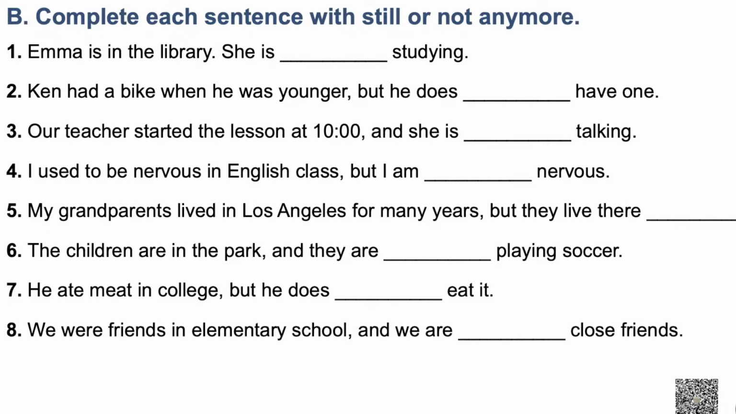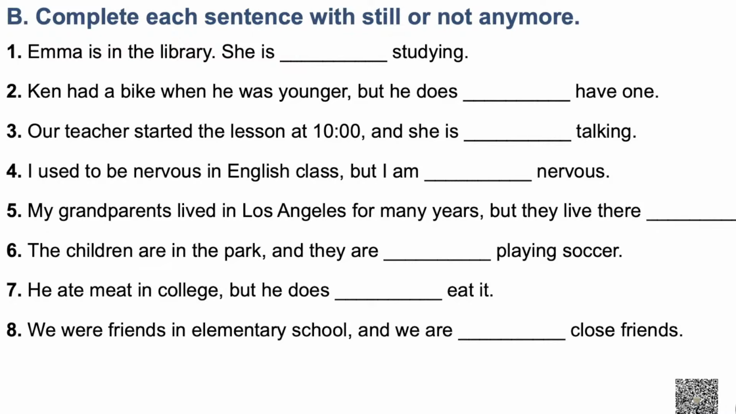Okay, so a couple of these sentences need to be changed a little bit. So let's go over the answers here. Complete each sentence with still or not anymore. Number 1, Emma is in the library. She is still studying.